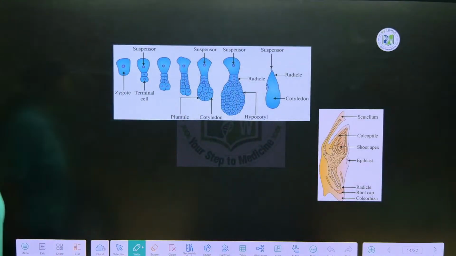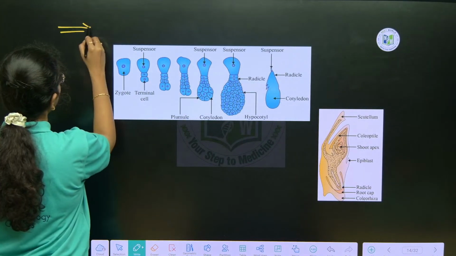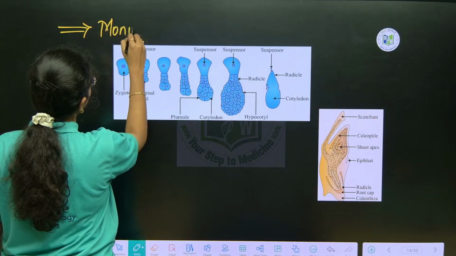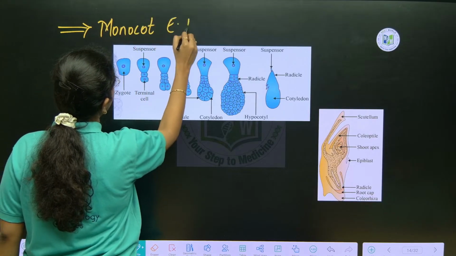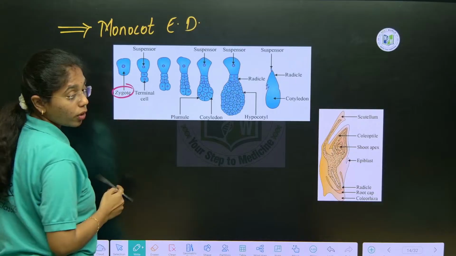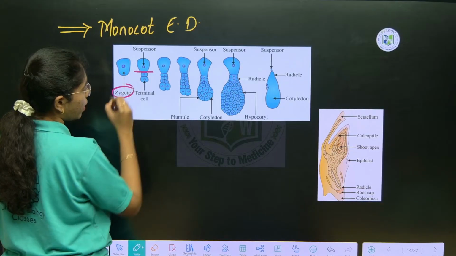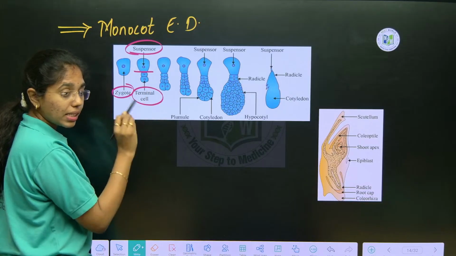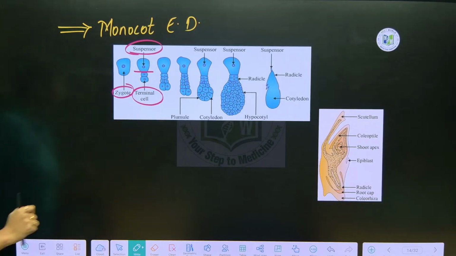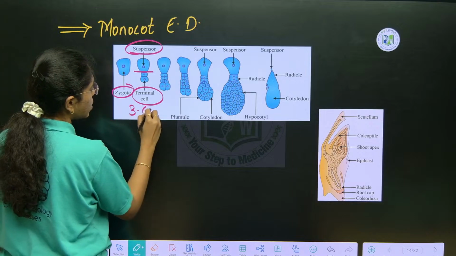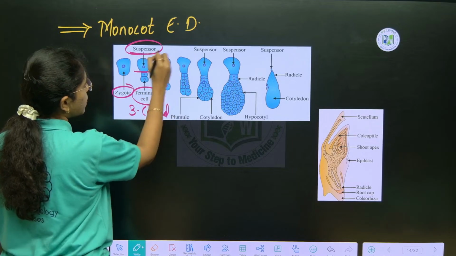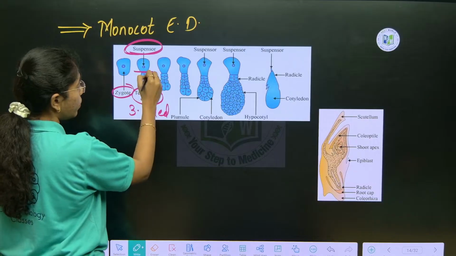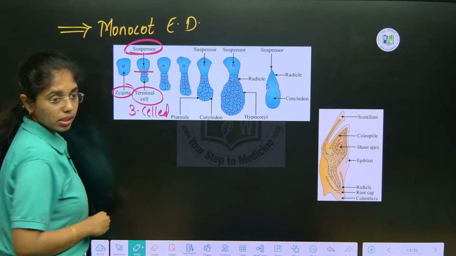Monocot embryo development. Here we go. Same as the case, the zygote is diploid. This will undergo one transverse division, forming a terminal cell and a basal cell. The basal cell will again undergo one more mitotic division, giving a three-celled condition. One is the suspensor cell, of course. The second will be the middle cell, and at the base the terminal cell will be there.